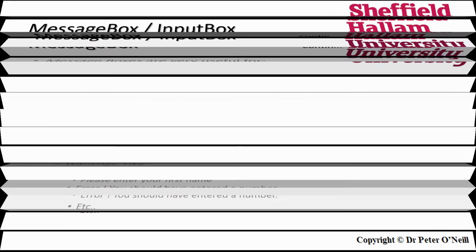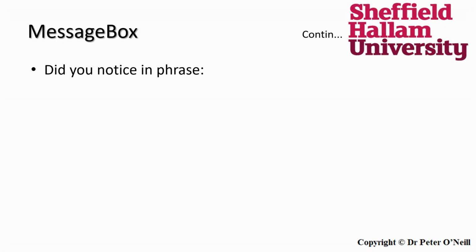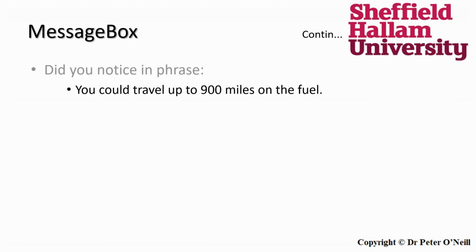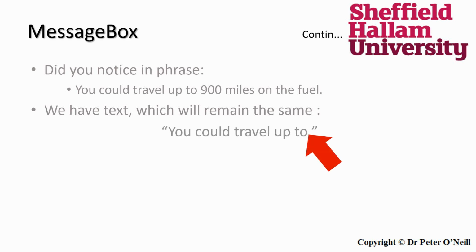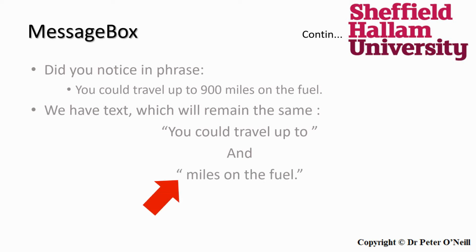So let's have a quick look again at message boxes. Did you notice that I had the phrase, you can travel up to 900 miles on the fuel? Now to display that, we have text which will always remain the same. You could have travelled up to, space, notice the space, and space, miles on the fuel. Okay? They're going to always be the same.